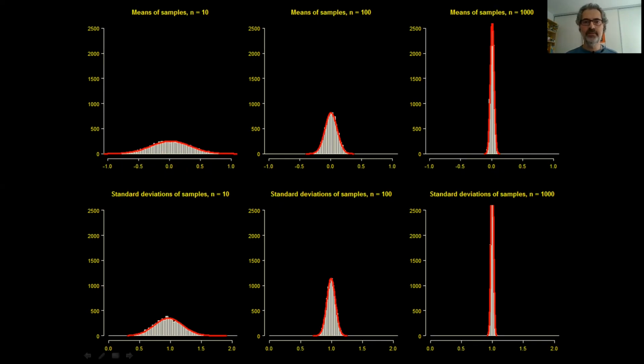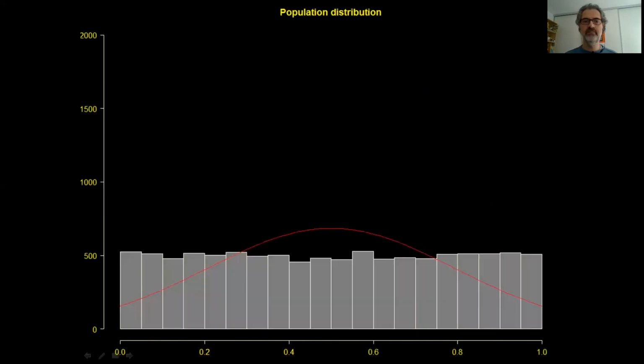What if the population wasn't normally distributed? Let's look at another population. This is really not normally distributed. This is the normal curve.